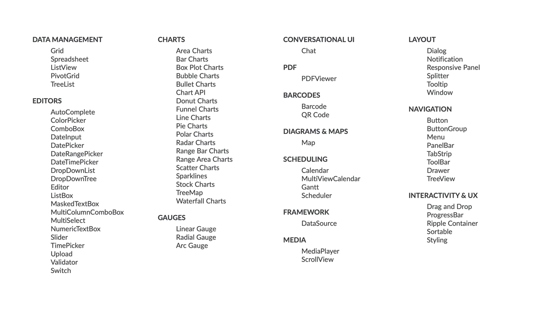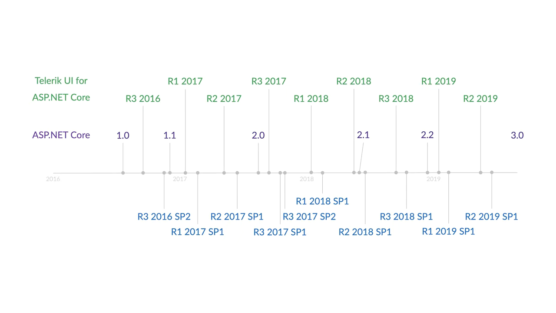In total, there are over 60 UI controls in Telerik UI for ASP.NET Core. With each release, we add to this list with new controls and improvements to existing ones. Speaking of updates, here's a snapshot of the product's history. As you can see, we've shipped a lot of updates in a short period of time. It's our commitment to ensure that you're supported with updates when new versions of ASP.NET Core are released.